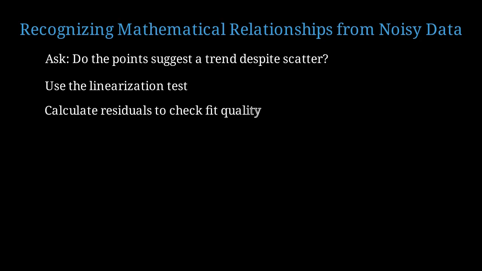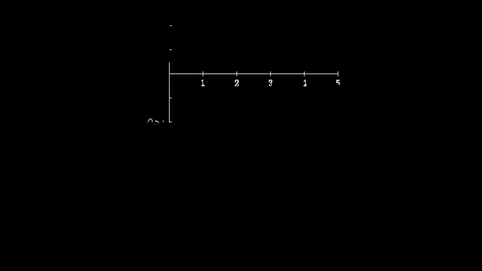Third, calculate residuals. For each point, find the difference between the measured value and the predicted value from your proposed equation. If residuals are randomly scattered, your model is good. This is a residual plot. The residuals are scattered randomly around 0, with no pattern. This indicates a good fit. If you saw a curve in the residuals, it would mean your model is wrong.